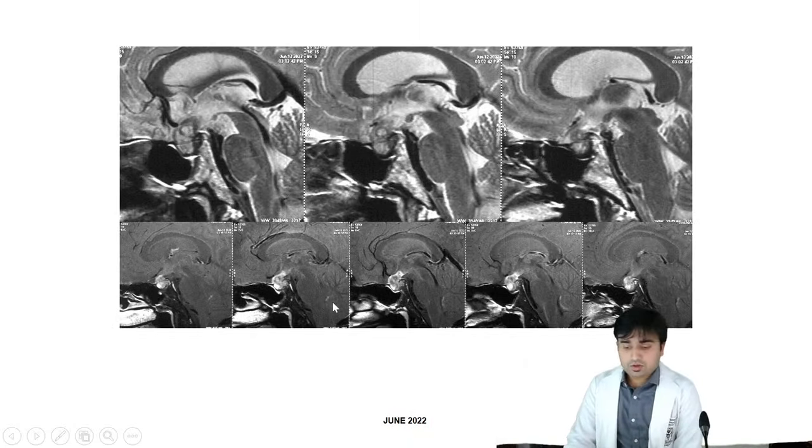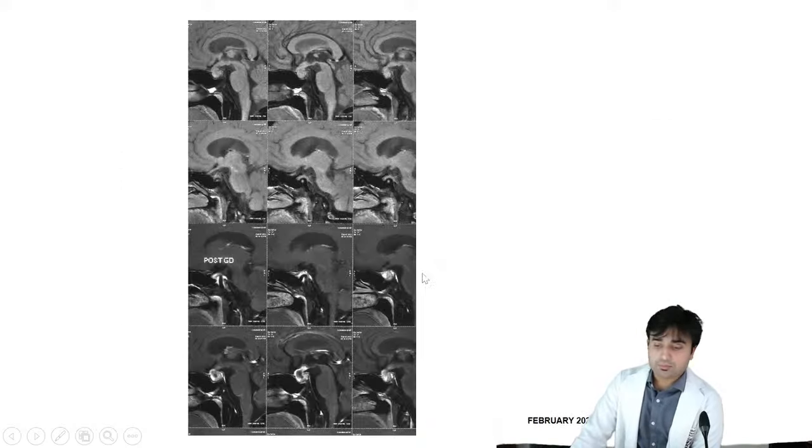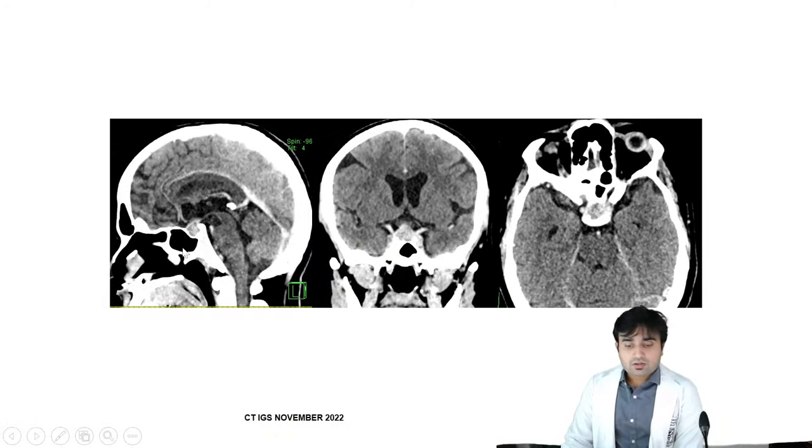But during the follow-up over the whole year, the lesion had largely remained of the same size, except that it was cystic necrotic and the cystic necrotic areas filled up. The patient had a CT under us and it showed a homogeneously enhancing lesion within the sella and the suprasellar region with the enlargement of the sella.